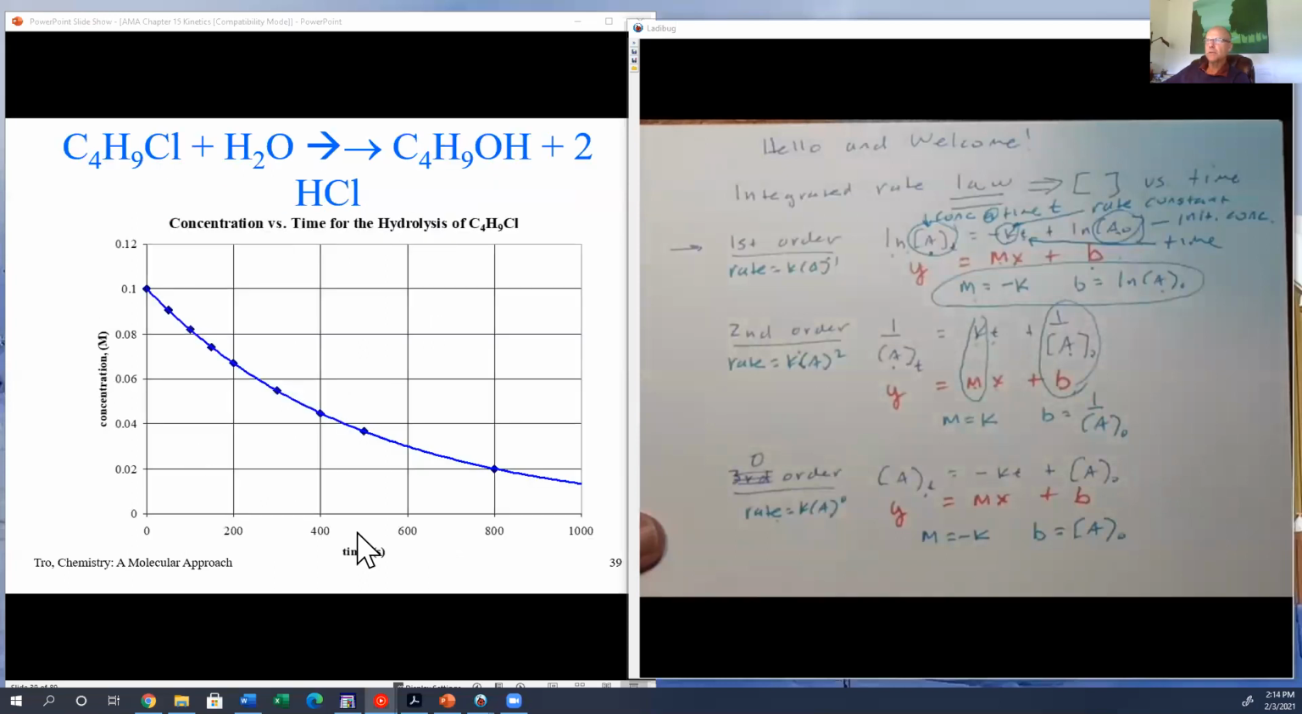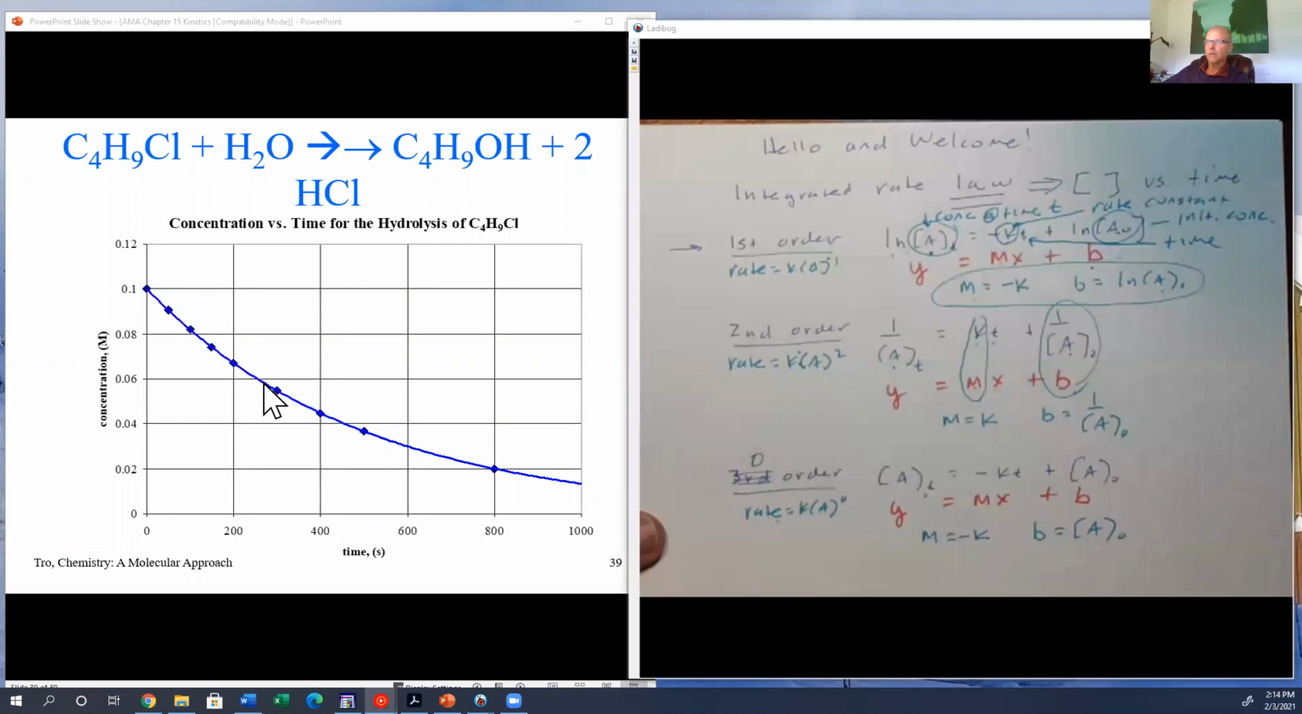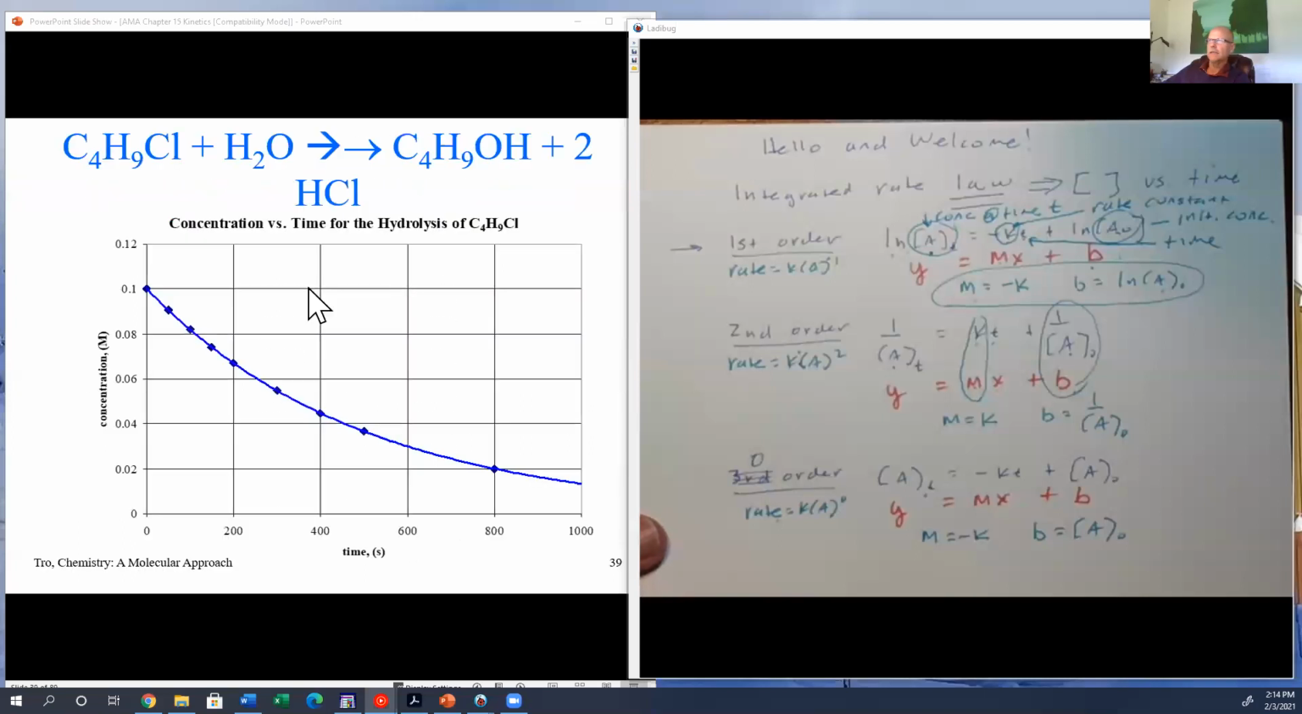Well, if I just plot concentration versus time, I get a plot that looks like this. The concentration starts there, and that's just this data. I'm just plotting this data, and as time goes on, the concentration goes down and down. What can you conclude about the order of this reaction from this plot? It's not zero order. If it was zero order and I plot A versus time, what would I get? A straight line. Did I get a straight line here when I plotted concentration of A versus time? No. So I know it's not zero order.